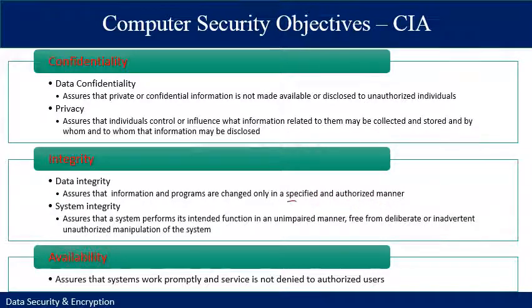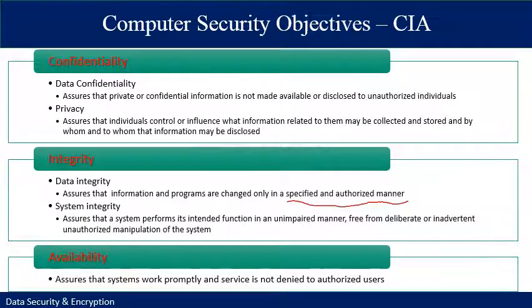This is very important, that no one should be able to modify the data in an unauthorized way. Data integrity is violated when someone attacks your system and gains access to the data and modifies the data so that the user may see a changed, deformed form of the data that cannot be an accurate form. Number two is the system integrity.